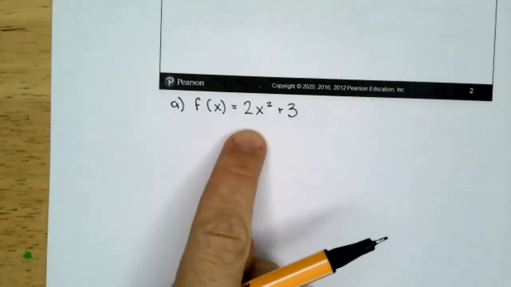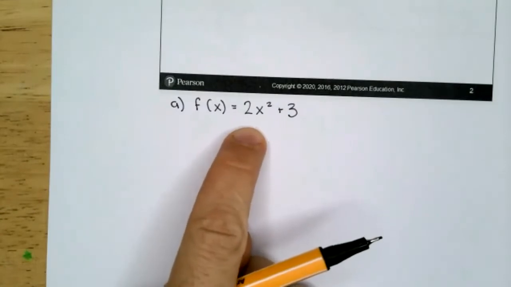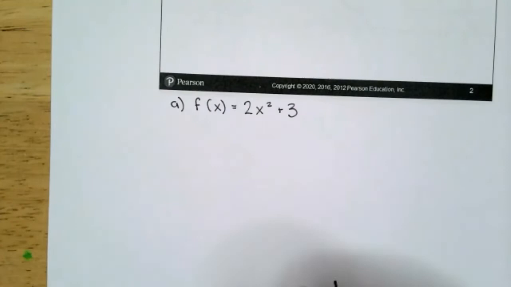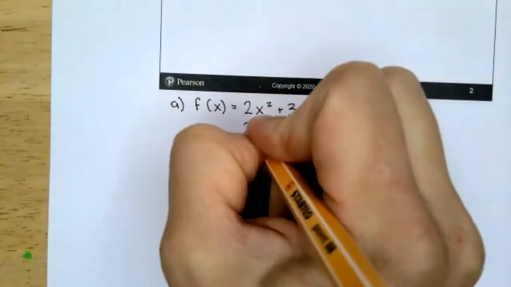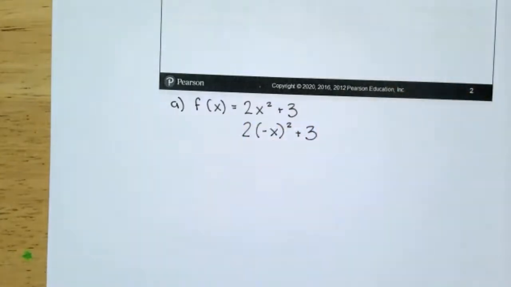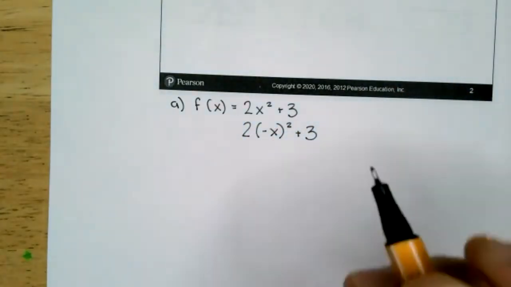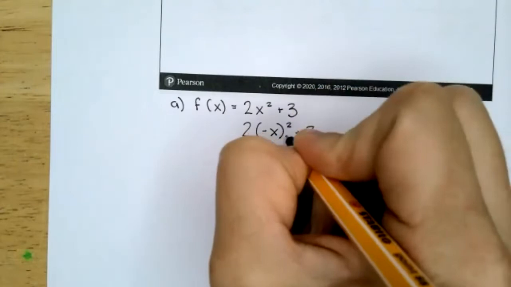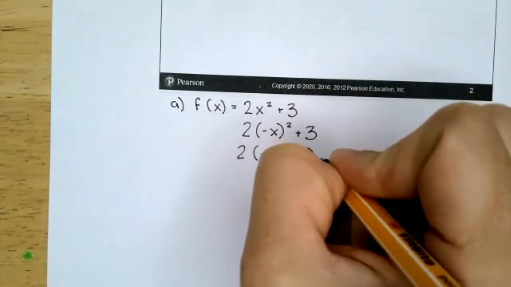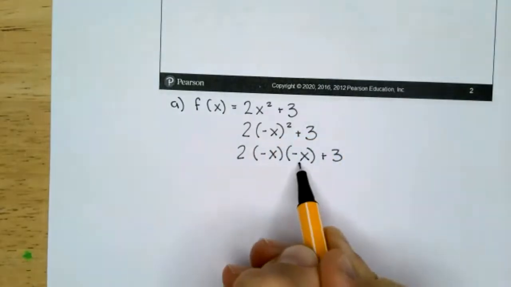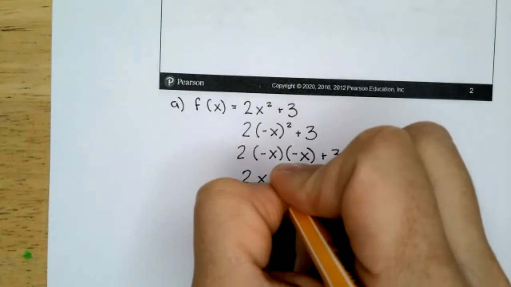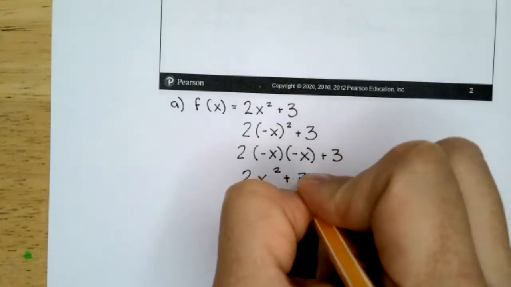All right. f of x equals 2x squared plus 3. Change x to a -x. Now it becomes 2 times (-x) squared plus 3. All right. Remember, (-x) squared becomes -x times -x. A negative times a negative becomes a positive, so that is re-simplified back to x squared. You see how I did that?